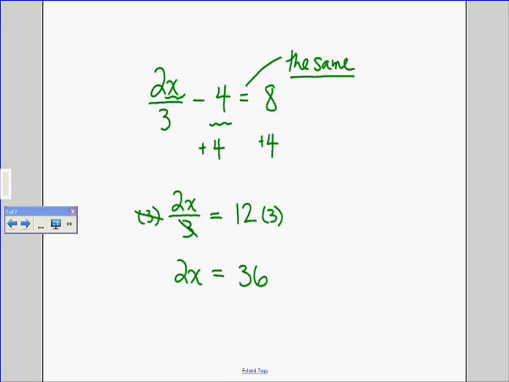12 times 3, which is 36. Last but not least, I want to get rid of the 2. If this is 2 times x, the opposite operation is to divide by 2. Again, I do the same thing to both sides. My 2's cancel on the left-hand side, and I'm left with x. And on the other side, I end up with 36 divided by 2, which is 18. So x equals 18.